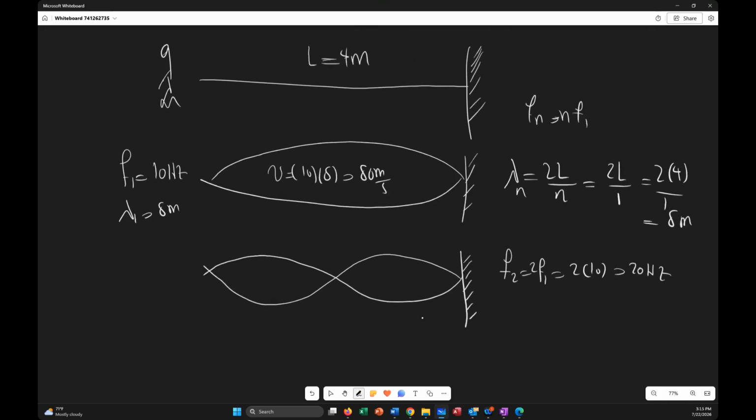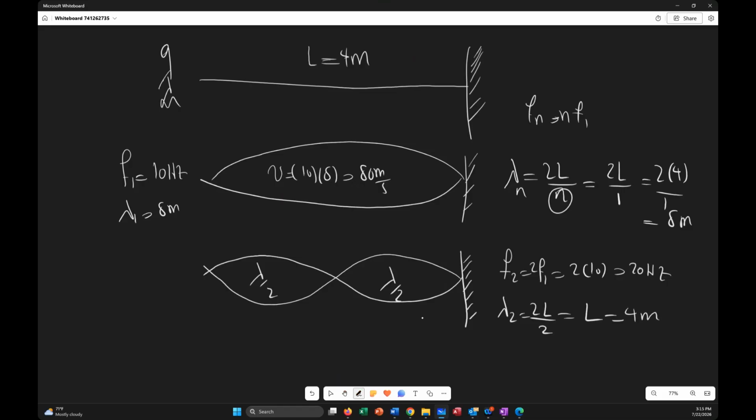What is the lambda? Lambda 2 is 2L divided by 2. Again, instead of n, I plug in 2. Or we can say half a lambda plus half a lambda is going to be 1 lambda, and 1 lambda is equal to L. Any way that you are comfortable, or you can use the formula. 2L divided by 2 is going to be L. What was the L? 4 meter.